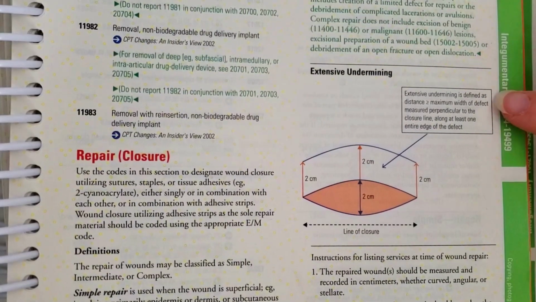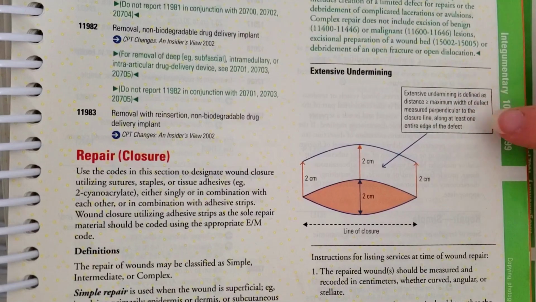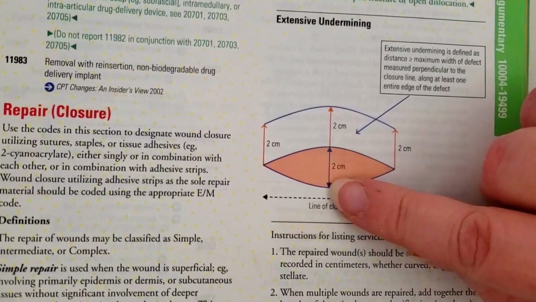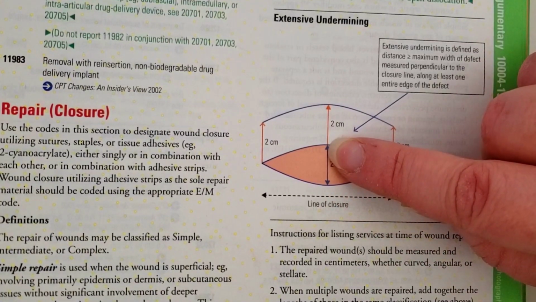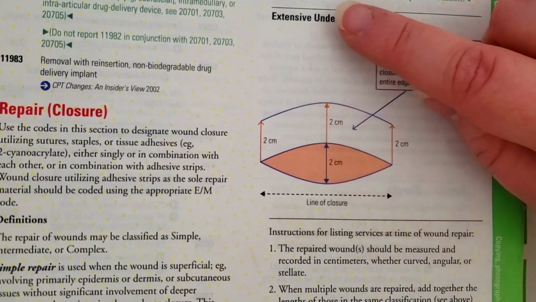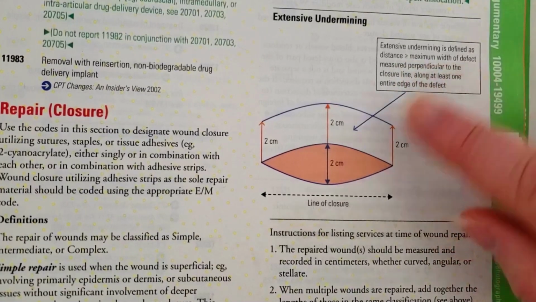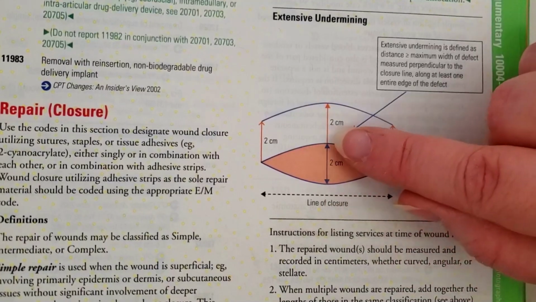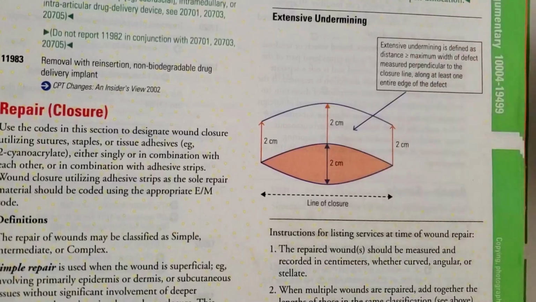Extensive undermining is defined as the distance equal or greater to the maximum width of the defect measured perpendicular to the closure line along at least one entire edge of the defect. Here's our line of closure. Perpendicular to that is 2 centimeters. So our undermining would need to be at least 2 centimeters as well for it to count as extensive undermining, because it says equal or greater than the maximum width of the defect. So our width of our defect here that's perpendicular to this line is 2 centimeters. So we would need to have at least 2 centimeters for it to count as extensive undermining.